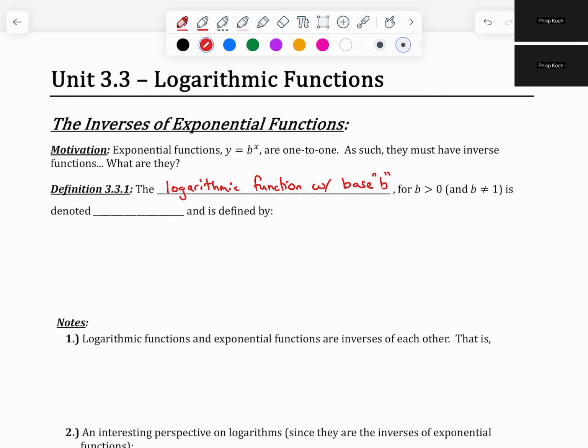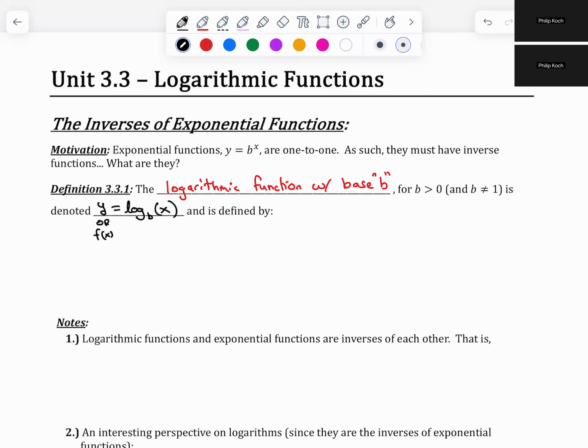And it's denoted y or f of x equals log base b of x. Denoted y equals log base b of x. That's how you say it out loud. The logarithmic function with base b is y equals log base b of x.